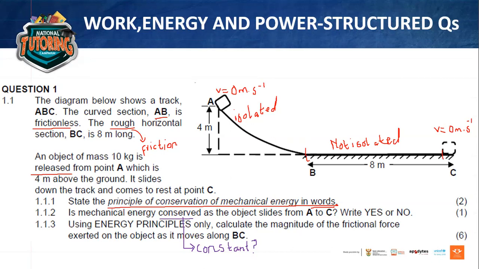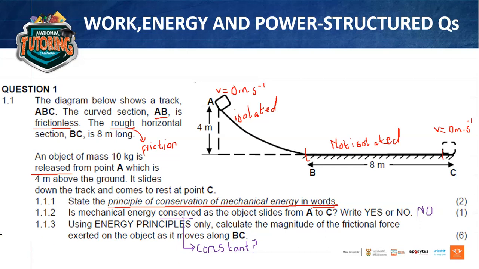But what did we say about B to C? We can see that there was frictional force, and therefore the system is not isolated. So if I check from A up to C, I can definitely conclude that it is not conserved. Why? Because along BC there is frictional force, and the system is not isolated. So the correct answer there must be a no. And we were told we must only write yes or no, and that's how you were going to get your 1 mark.